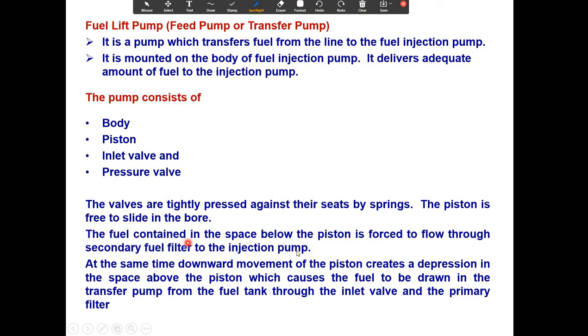The fuel contained in the space below the piston is forced to flow through the secondary fuel filter to the injection pump. At the same time, the downward movement of the piston creates a depression in the space above the piston, which causes the fuel to be drawn into the transfer pump from the fuel tank through the inlet valve and primary filter.